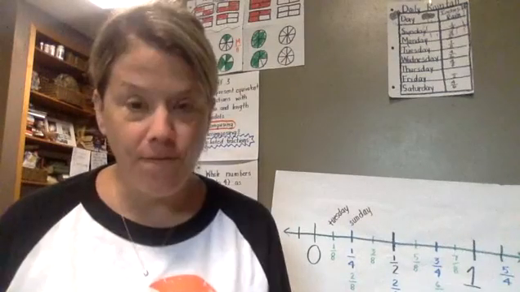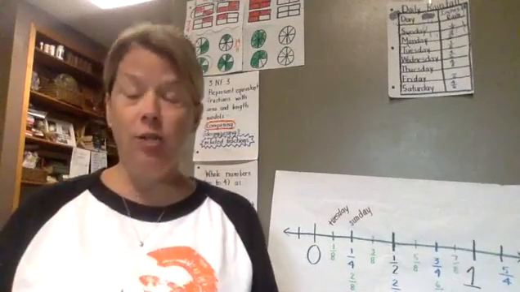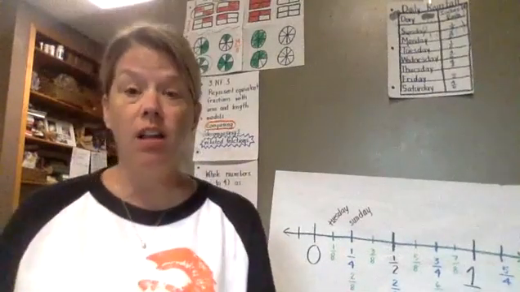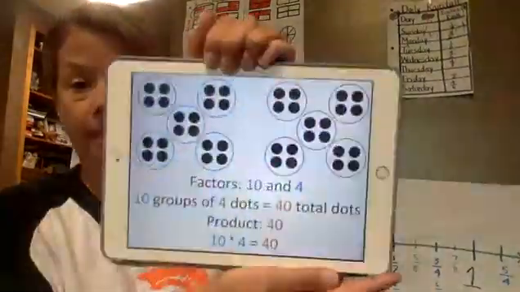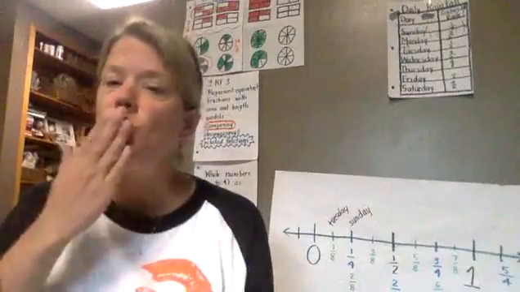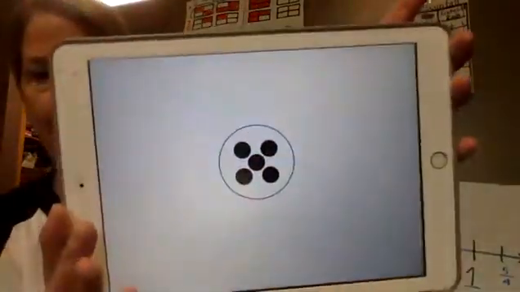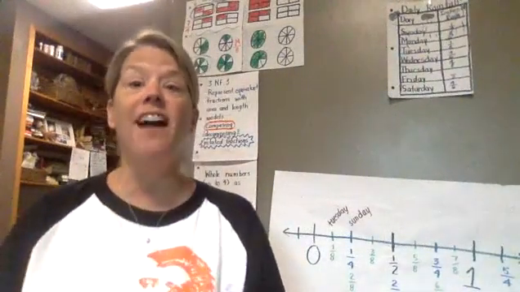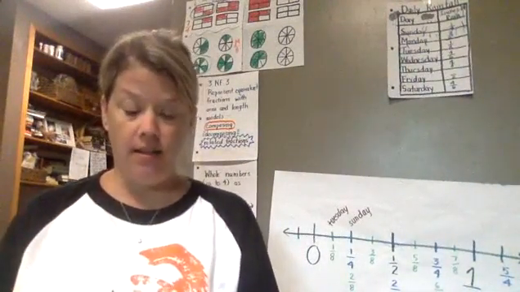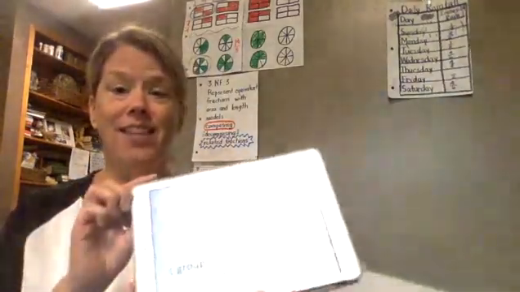Solve 5 groups of 4 and 5 groups of 4. So 10 groups of 4. 10 and 4 are factors. What's the product? 40. Get ready. 1 group of 5. Those are our factors. What's the product? 5.